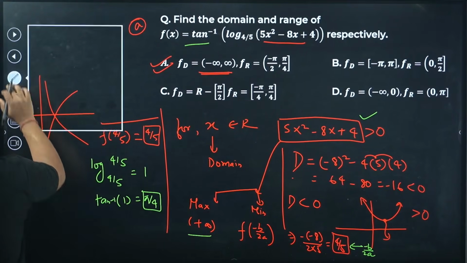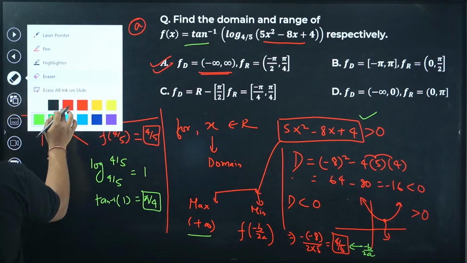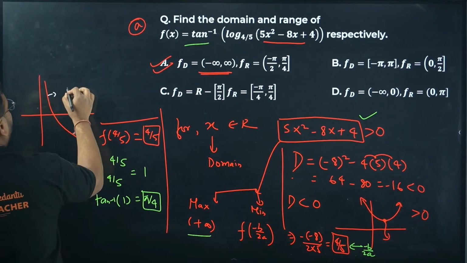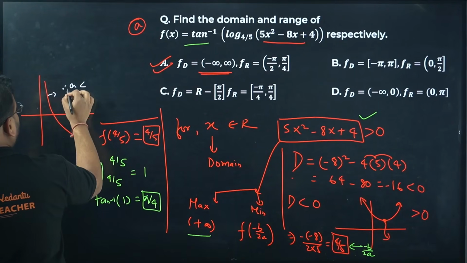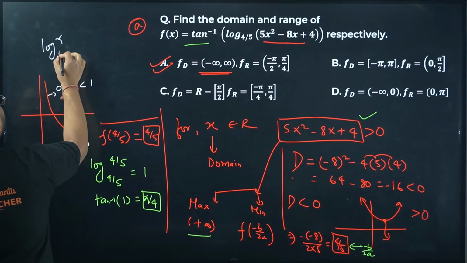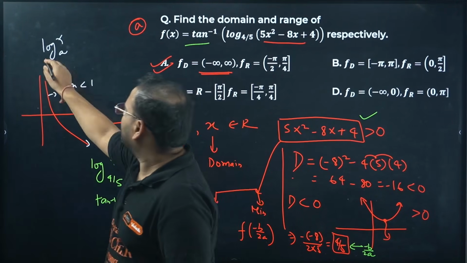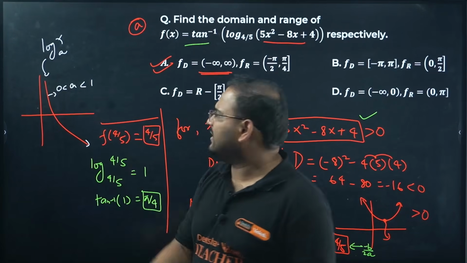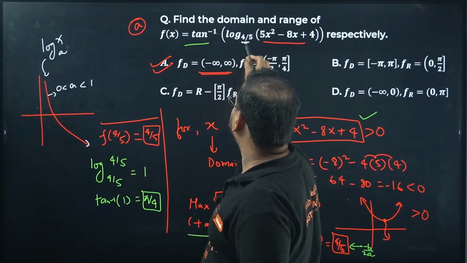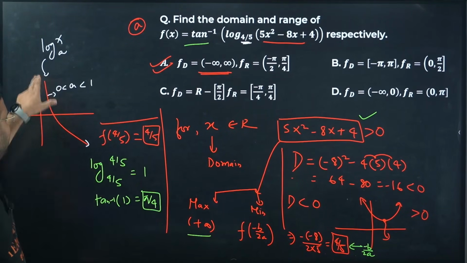Now look at the graph. Which graph is this, sir? This is the graph for all a between 0 and 1. This is the graph of log of x with the base a. Yes, this is the graph of log of x with the base a, and here a is between 0 and 1. What is a? Check here. a is 4 by 5. Between 0 and 1, when a is between 0 and 1, the graph is this one.